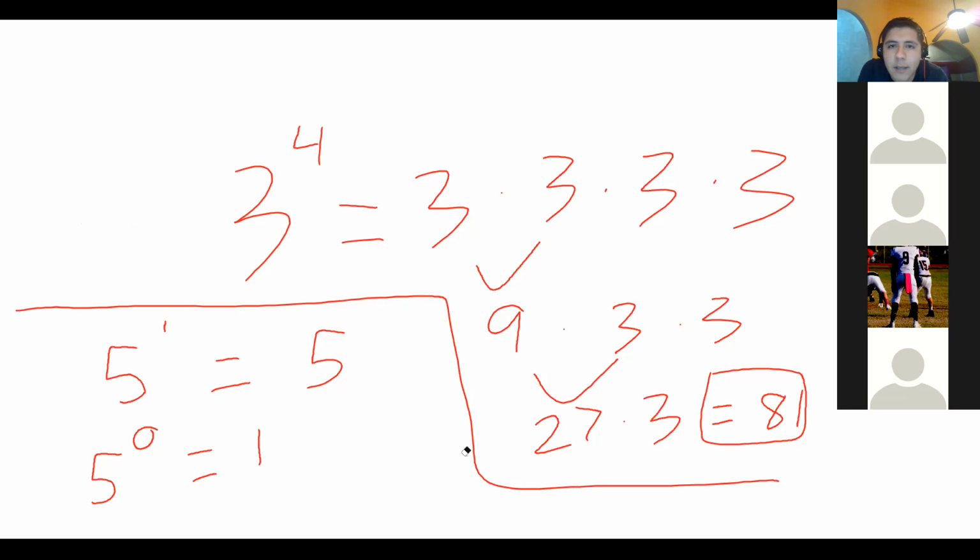And here's the reason why. I could explain it. Let's say we have x to the 4th power divided by x to the 4th power. If you remember from last year in algebra, when we divide two things with the same base, what do we do with the exponent?